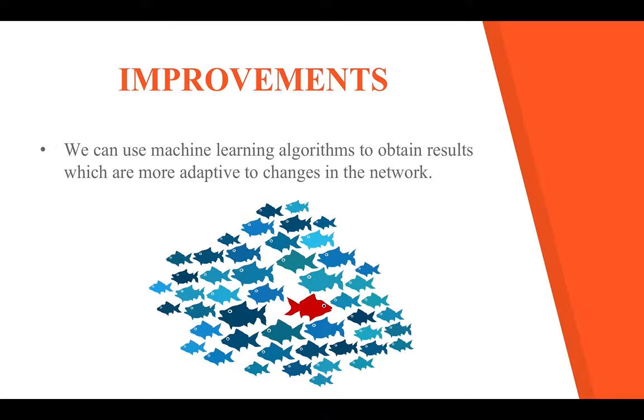Future improvements could be that we can utilize more statistical algorithms to tune our anomaly detection engine, and also we can leverage machine learning algorithms to obtain results which are more adaptive to changes in the network.